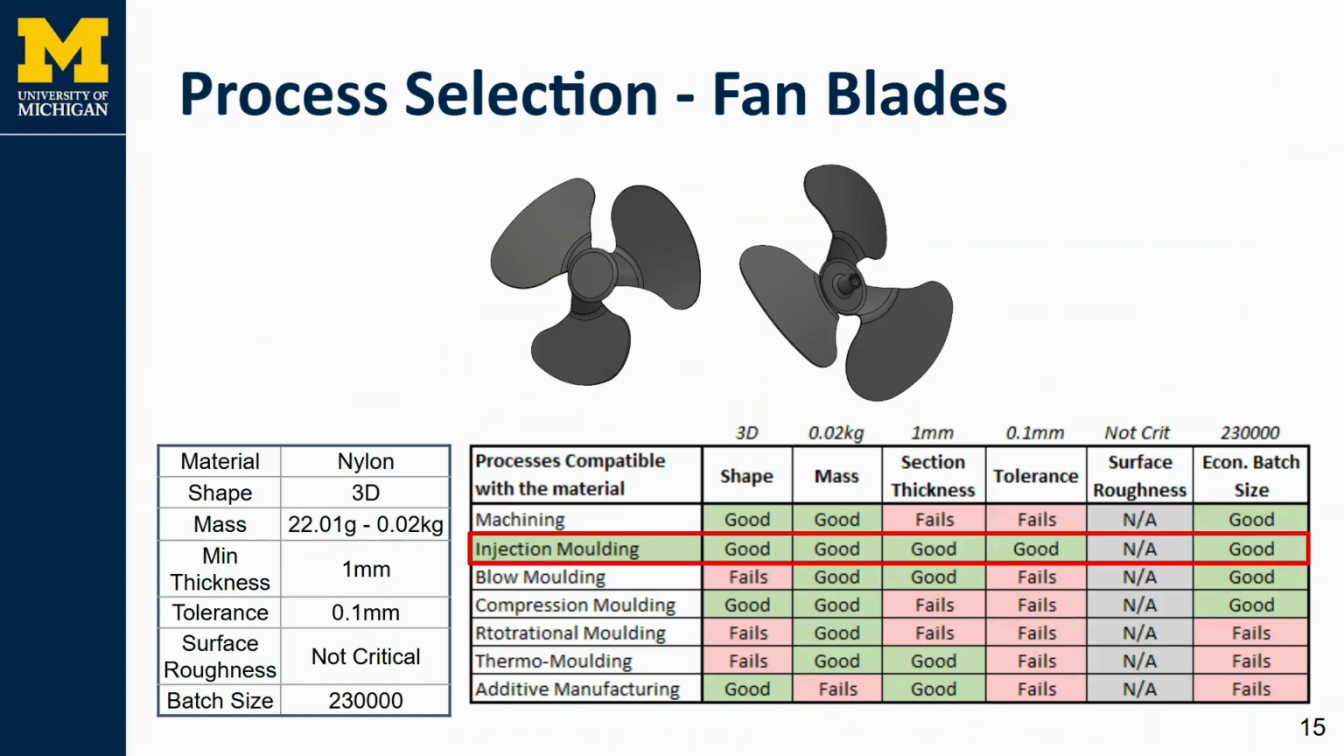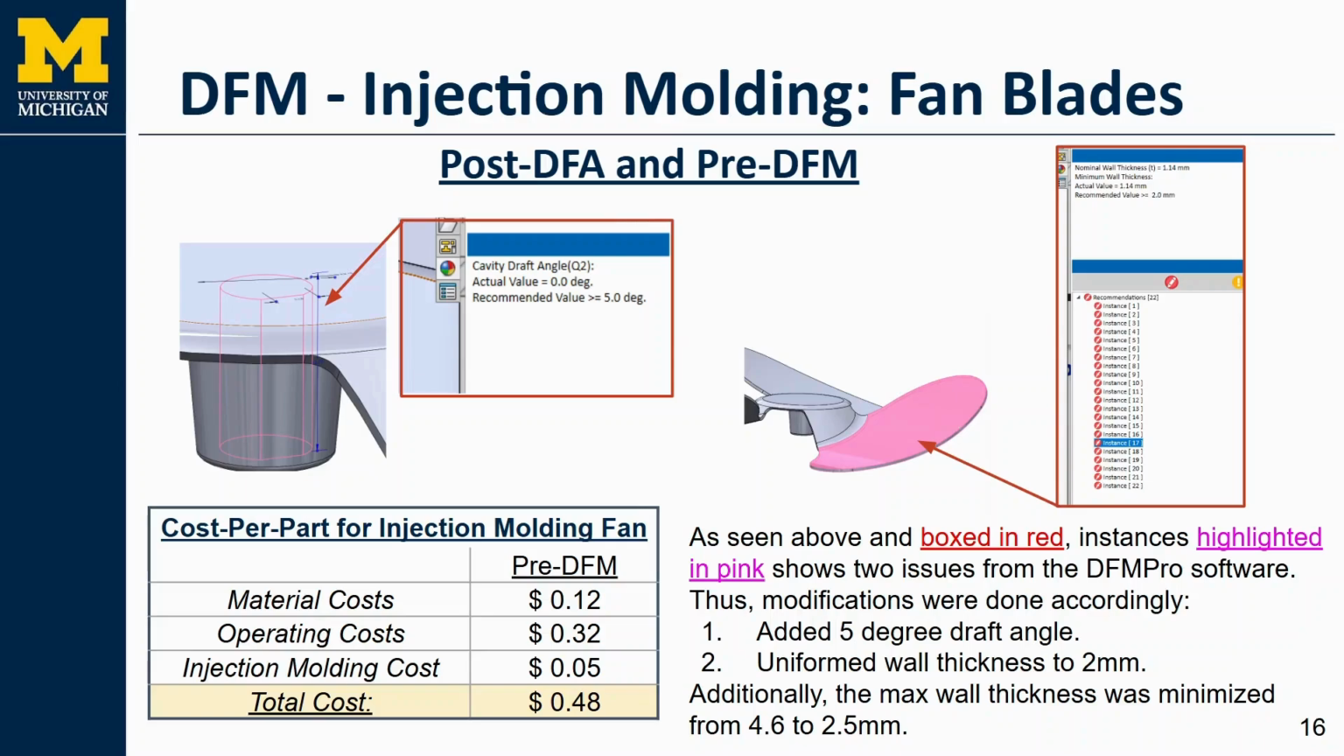The part redesign was the fan blades, where our initial design was an assembly between fan blades and the fan connector. The material we chose was nylon, a thermoplastic with a solid 3D geometry. Based on our requirements, we evaluated several processes for thermoplastics, where the only process that stood out, meeting all our requirements, was injection molding. The estimated cost was around 48 cents to injection mold the pre-DfM fan blades. The maximum wall thickness causes high operating costs.